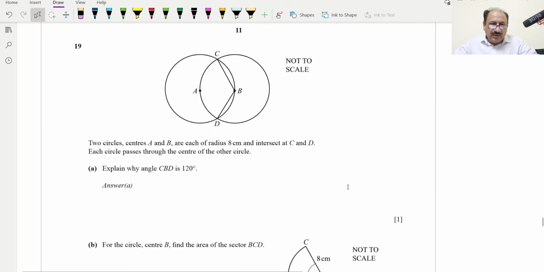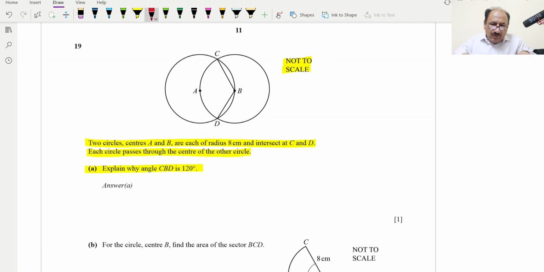Now question number 19. Question number 19 is, two circles, center A and B, are each of radius 8 centimeter and intersect at C and D. Each circle passes through the center of the other circle. Explain why angle CBD is 120 and the diagram is not to scale.